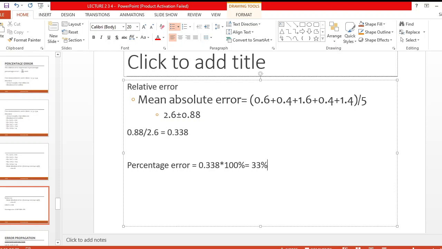I don't know if it's clear on how we calculate the errors. Otherwise, we may continue with our lesson on error propagation.